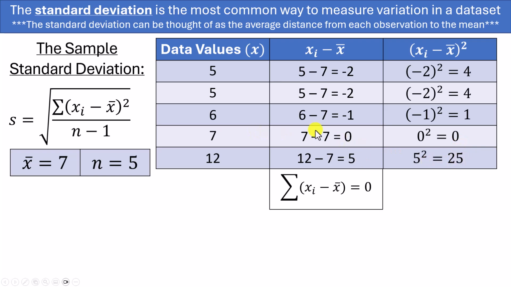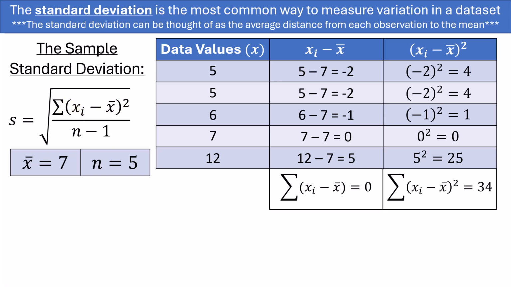Now we have found all the values in x sub i minus x bar squared. So the next step is to sum all of these values up. Remember, this symbol is the Greek uppercase letter sigma, which tells us to sum up or add up whatever's in front of it. So now we're going to add up all the values in this last column, which is x sub i minus x bar squared. If we add up all these numbers, 4 plus 4 plus 1 plus 0 plus 25, we will get 34, which is the numerator of our formula.